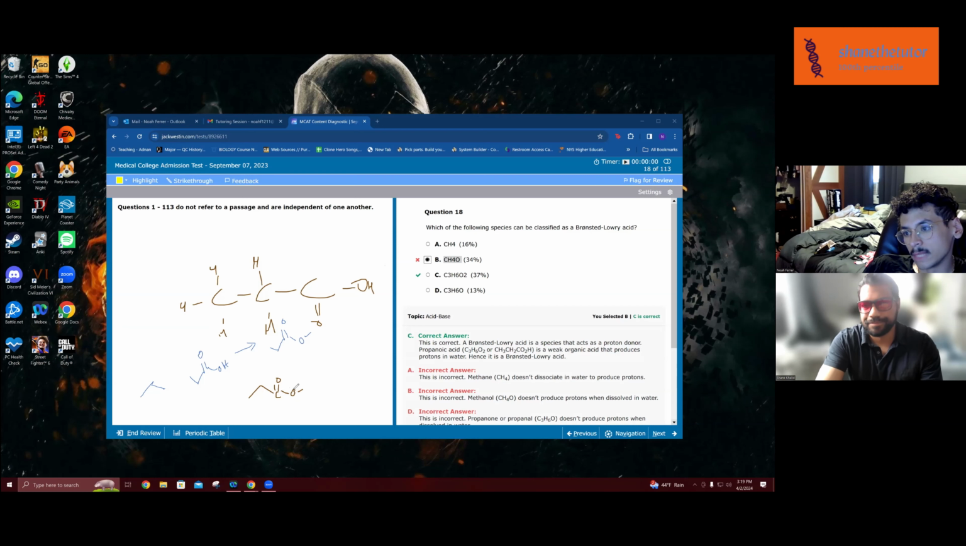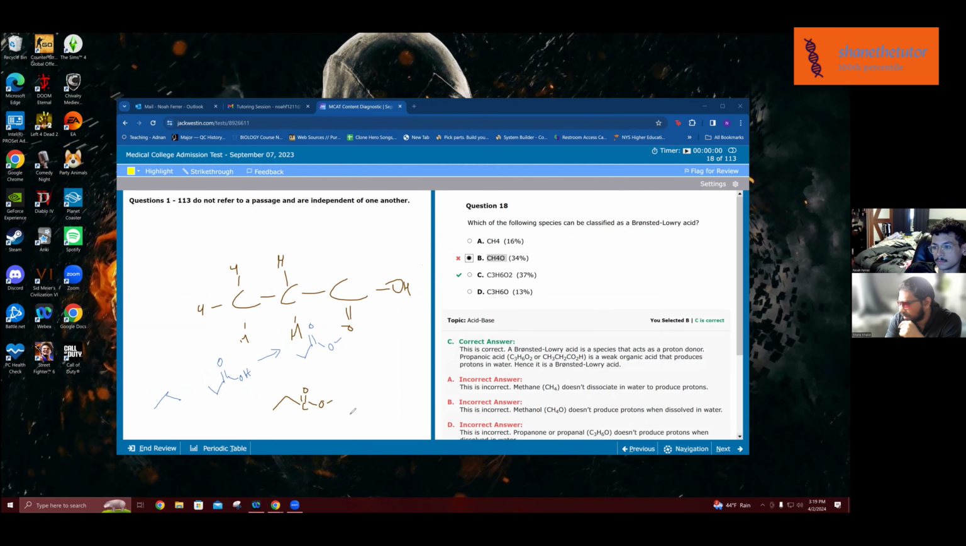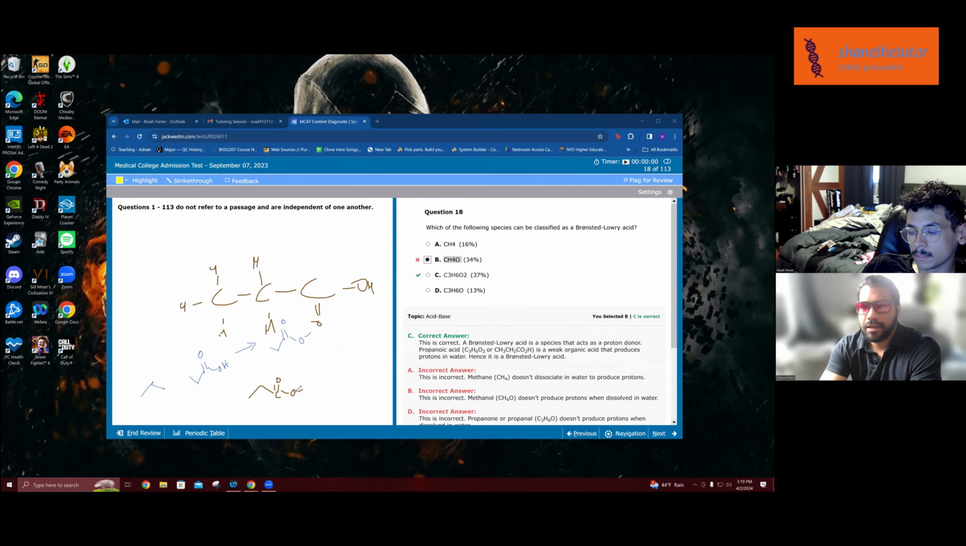Isn't this when it can rotate or something similar to that? It has resonance, right? Show me how the resonance works. So resonance means it would be able to move. Would it move up here?